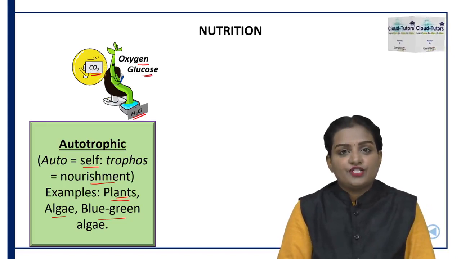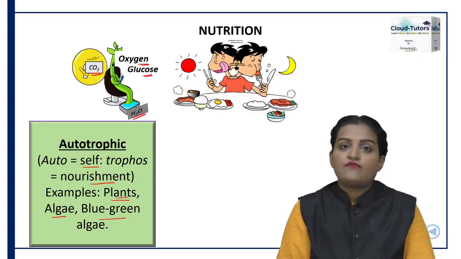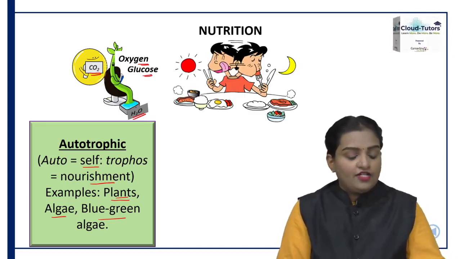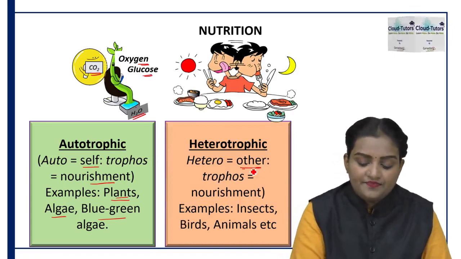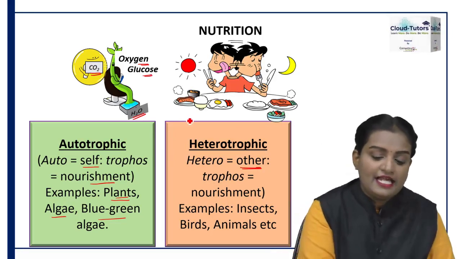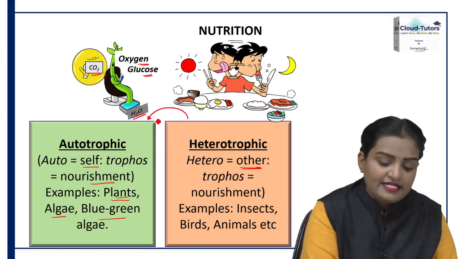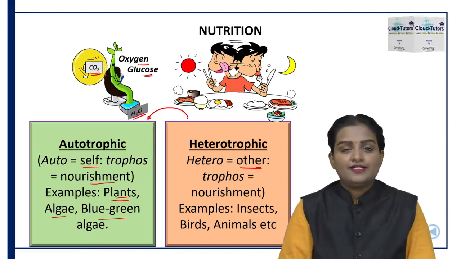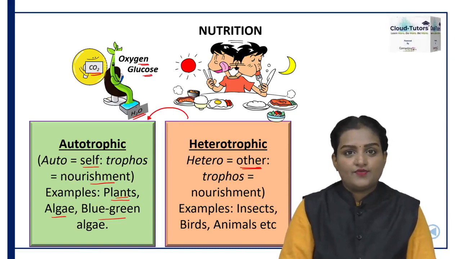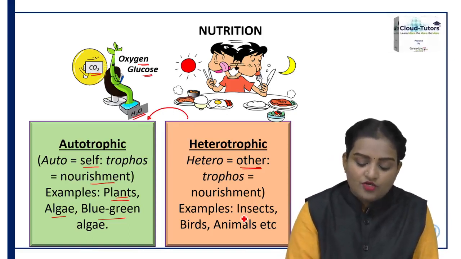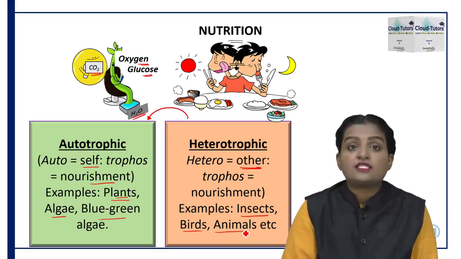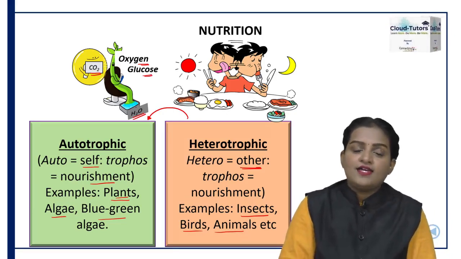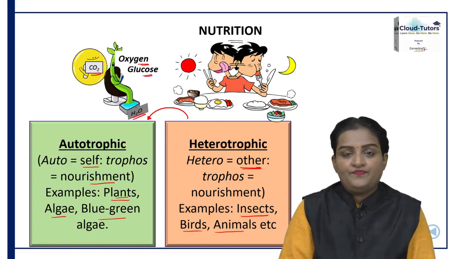The second type of nutrition is heterotrophic nutrition. Heterotrophic means other, or in other terms, they are dependent directly or indirectly on the autotrophic organisms. Examples include all the animals, insects, birds, fungi and so on.